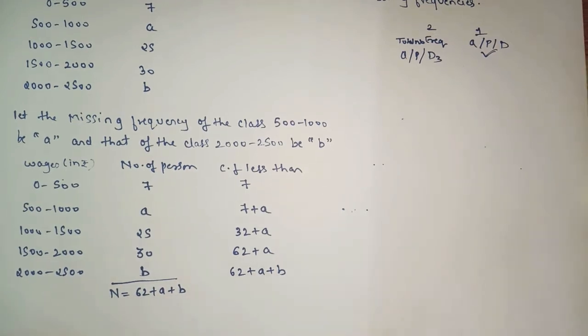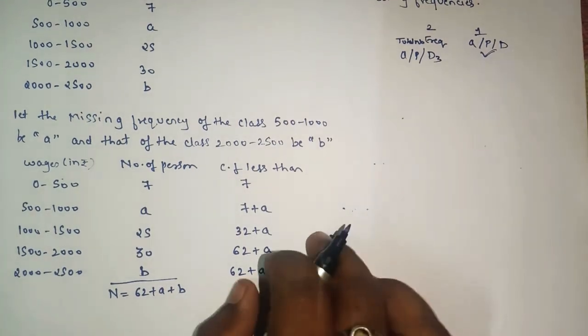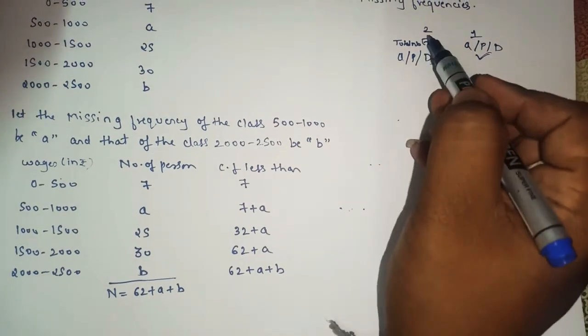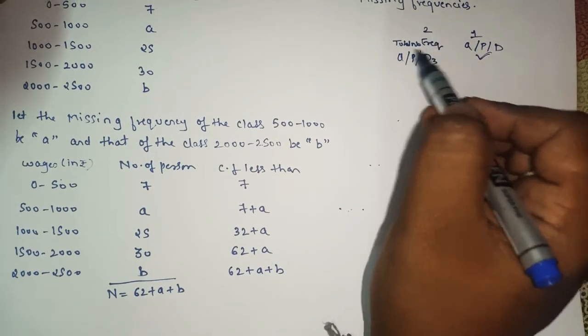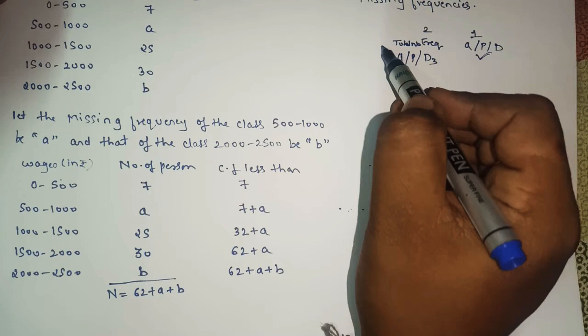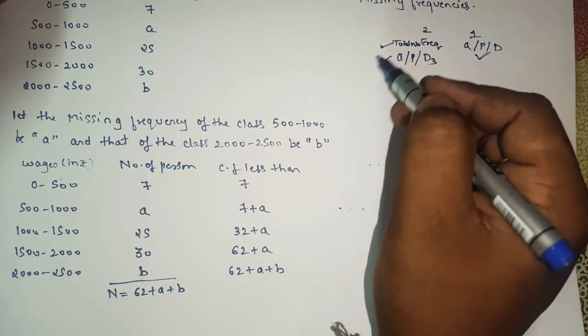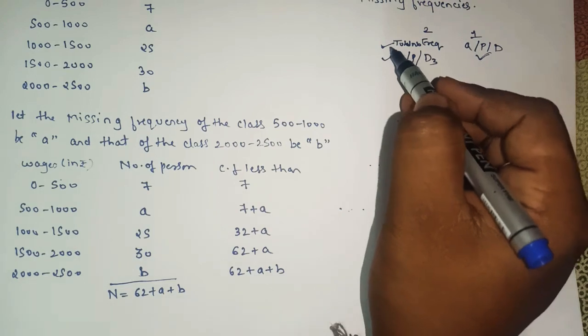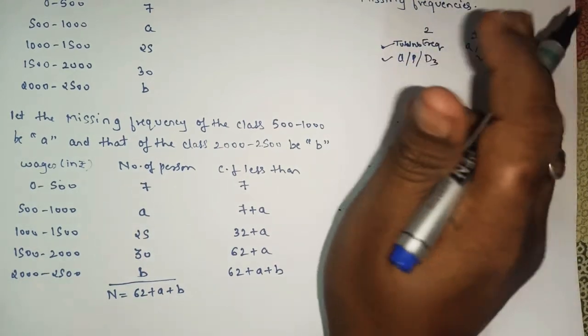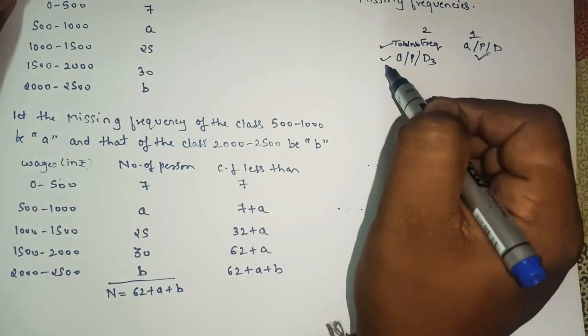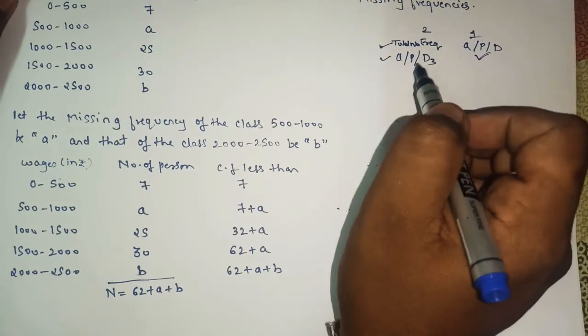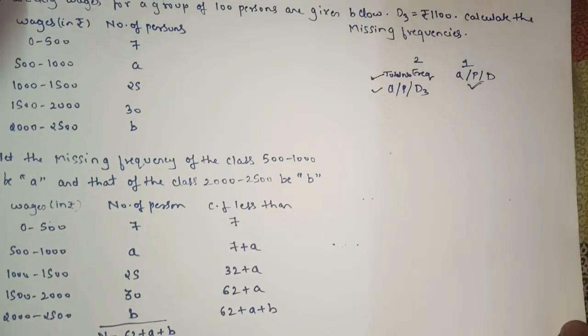It has to be same. Okay, now after this, as I told, whenever you have to find two missing frequencies, we require two values. One is the total number of frequencies, which should be there in the question, and the other is the value of quartiles, percentile or deciles. So once again we'll read the question.